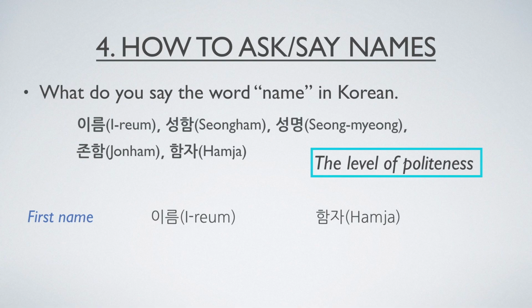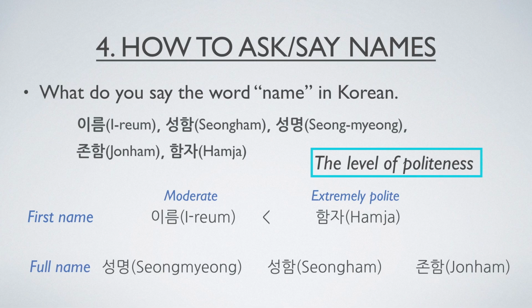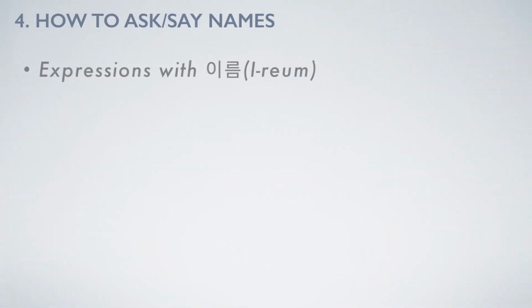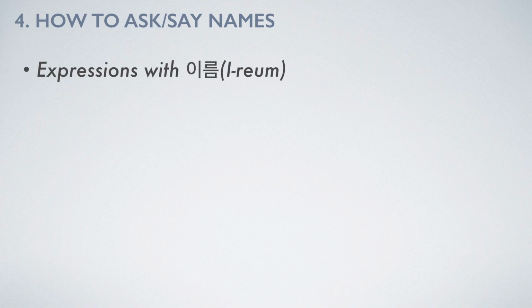이름 and 함자 both mean first name. While 이름 is most commonly used, it's moderate. 함자 is a very polite expression. And 성명, 성함, 존함, all 3 mean full name. But again, 성명 is moderate, 성함 is a polite expression, and 존함 is a very, very polite expression. Then let me show you how to use these 5 different terms in a conversation. Expression with 이름, the level of politeness is moderate.